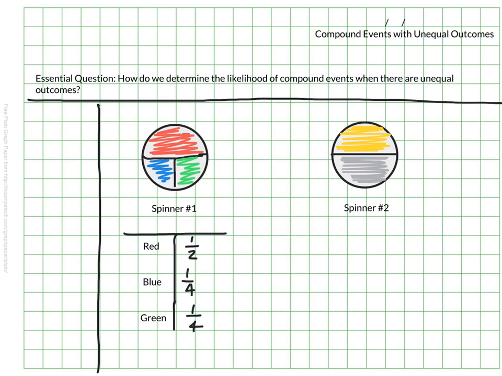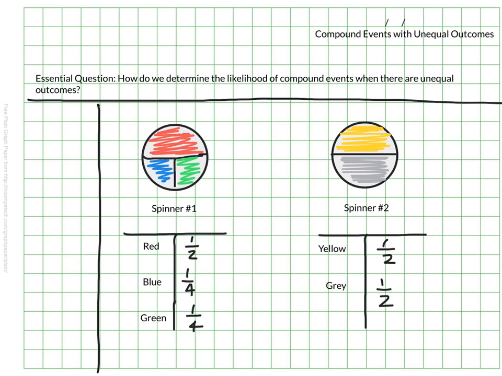On the second spinner, both of these sections are equal. So again, let me make a quick probability model here, a valid probability model. And since each yellow and gray take up 1/2 of the space, I know that the probability of getting either one is 1/2, which adds up to 1, and so it's a nice valid model.